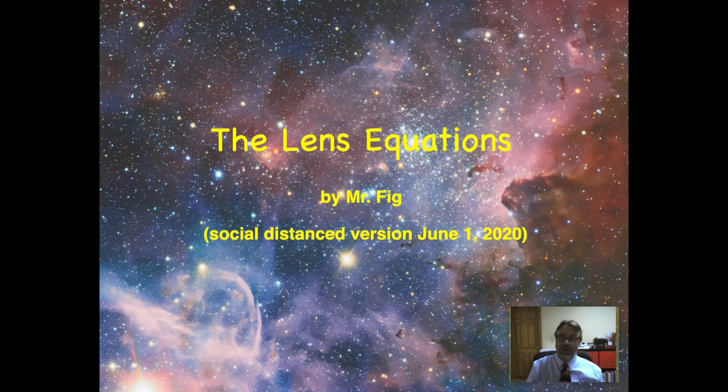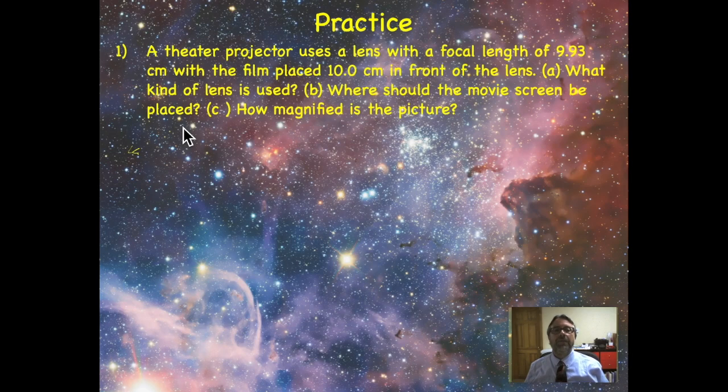So let's take a look and solve a couple of lens problems. Alright, so first question. A theater projector uses a lens with a focal length of 9.93 centimeters with the film placed 10 centimeters in front of the lens. What kind of lens is being used? In part B, where should the movie screen be placed so the image is focused? And C, how magnified is the picture?